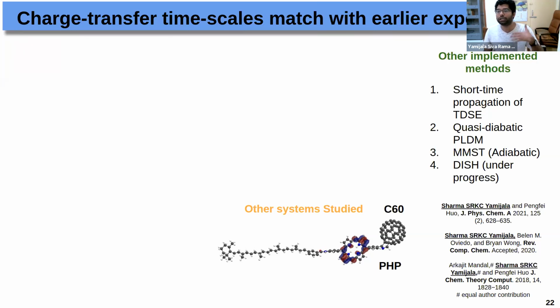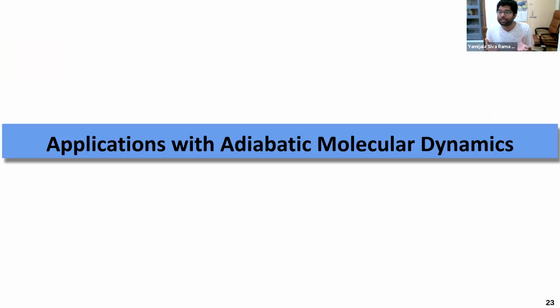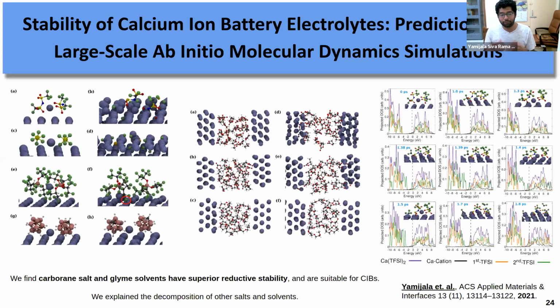Now we are moving on to the second kind of applications, which are the adiabatic dynamics applications. Please remember that in this case, the wave function can be represented by a single potential energy surface. So in these applications, we have considered, for example, the understanding of the various kinds of electrolytes that are useful for calcium ion batteries.